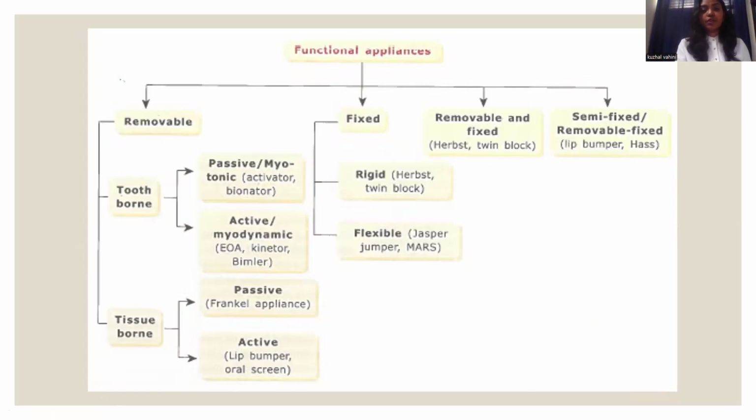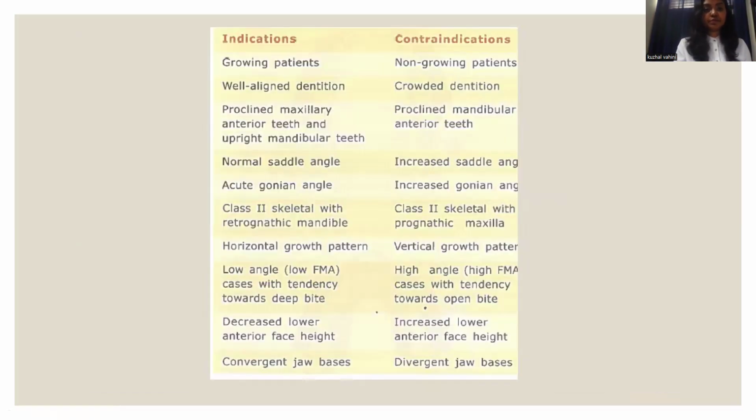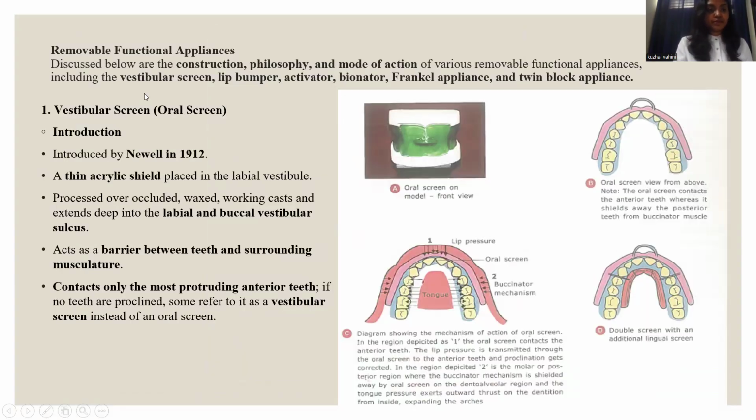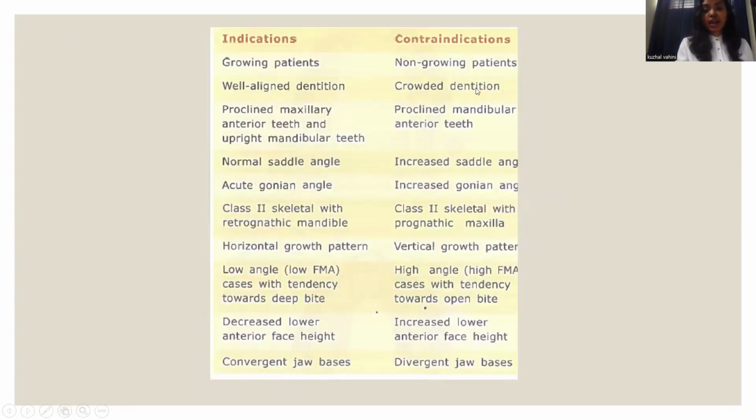So this is an overall flow chart of the various types of functional appliances which could be used for the patient based on the need. Again, these are the indications and contraindications for functional appliance therapy. All this is previously mentioned, so you can just brush it up.